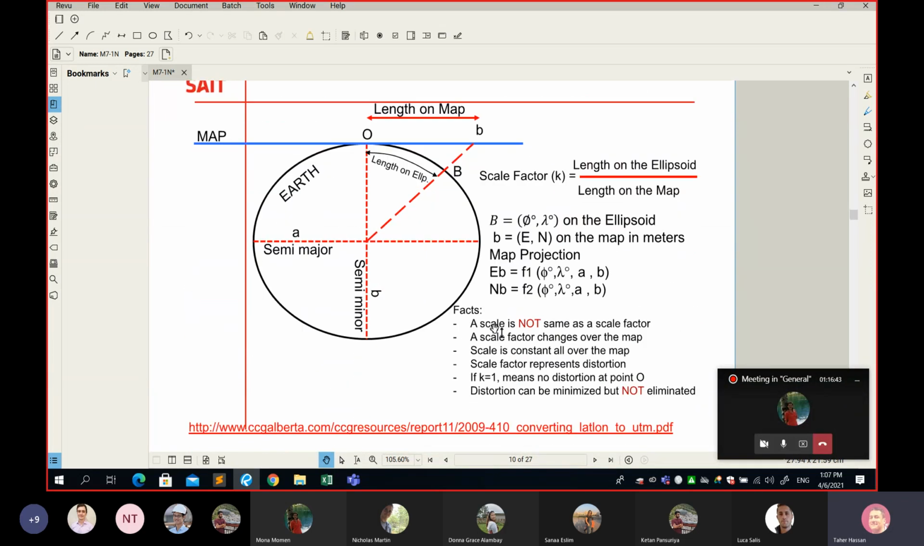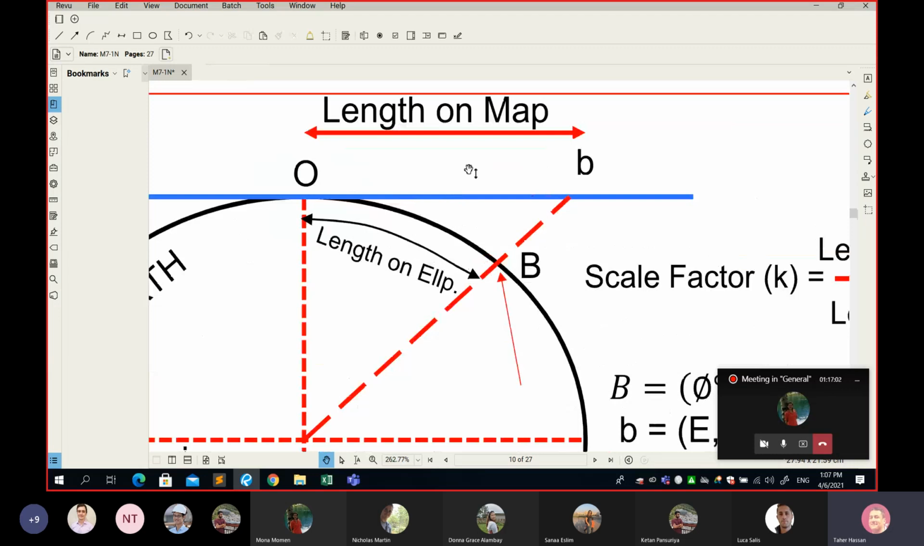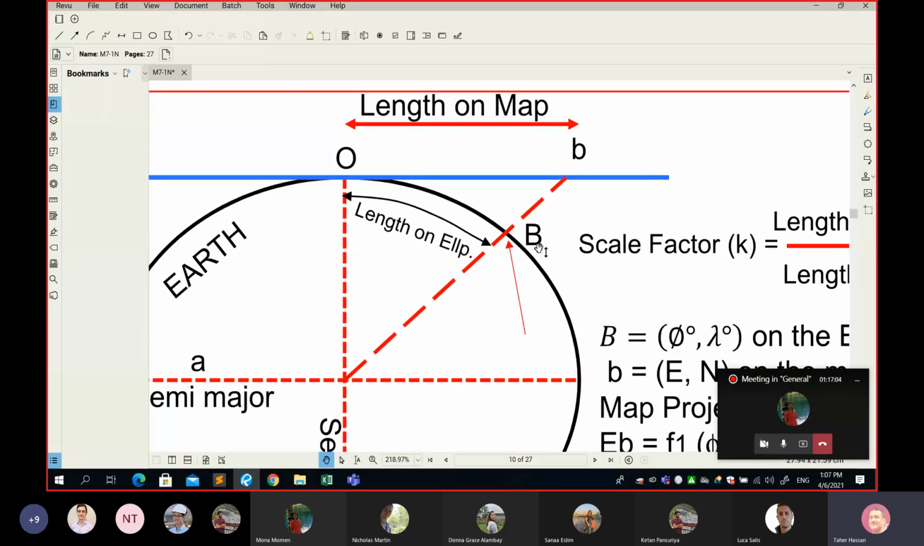Watch this. Here is a very interesting picture. The black surface is your Earth, which looks like an ellipsoid with a semi-major and semi-minor axis. Let's take an example of point B. Where does it exist? I'll zoom in. Where is my point B? It's simply on the surface of the Earth here. Now where is my map? My map is this flat surface in blue.